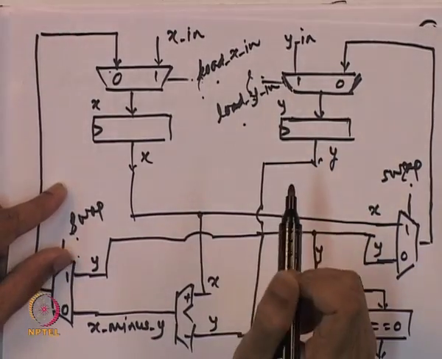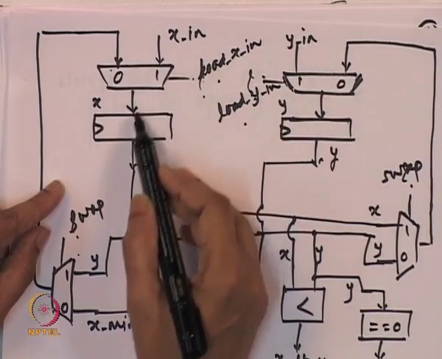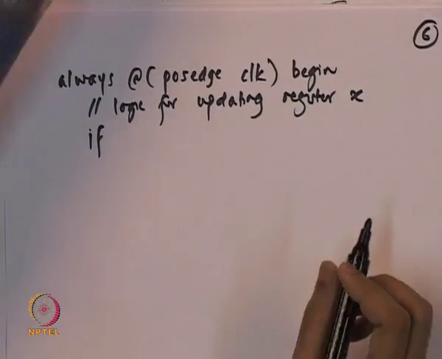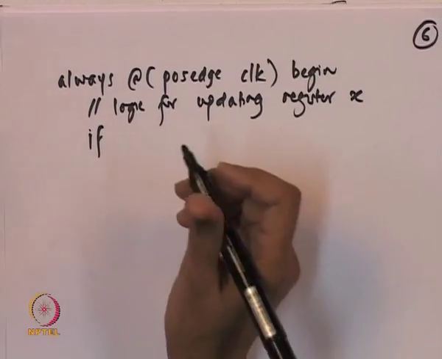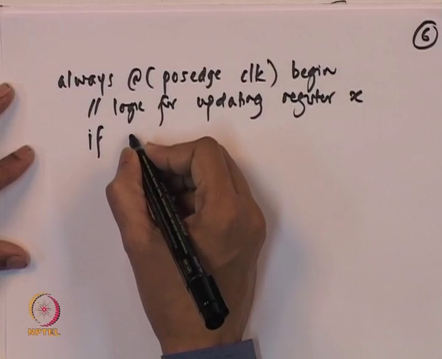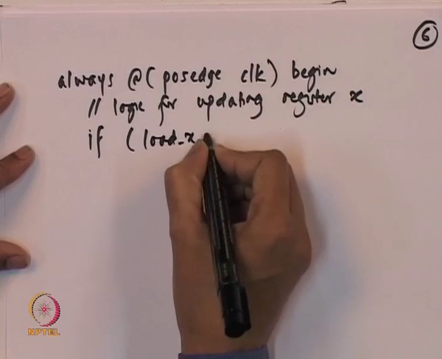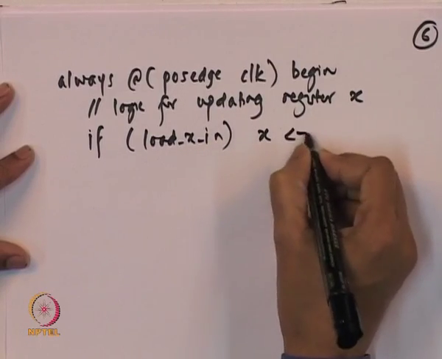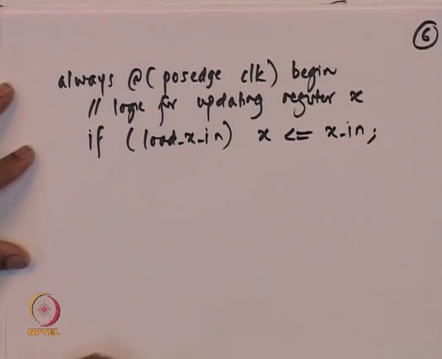And when that happens, x in is going to be loaded into x and y in is going to be loaded into y. So, we will assume that somebody has helped us assert that particular signal load x in as well as the signal load y in. So, if load x in is asserted, then x is to be loaded with x underscore in.